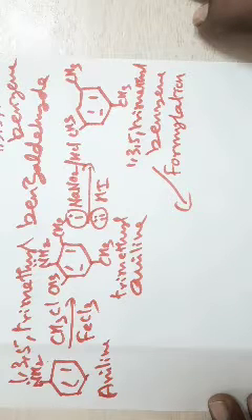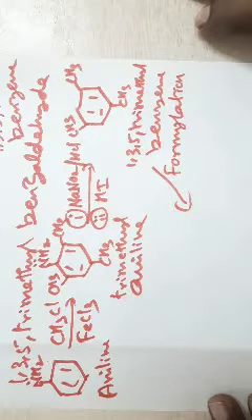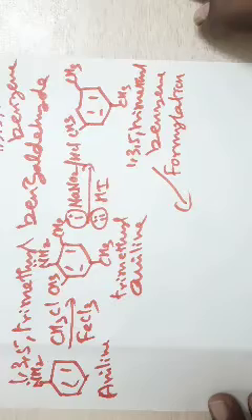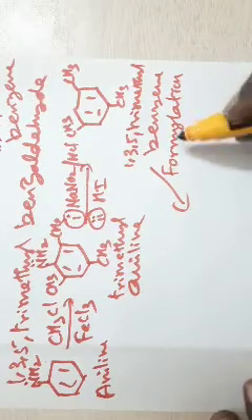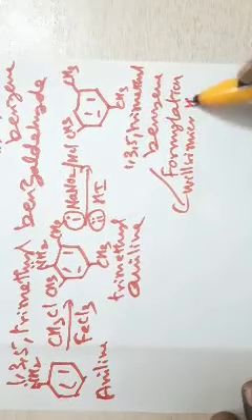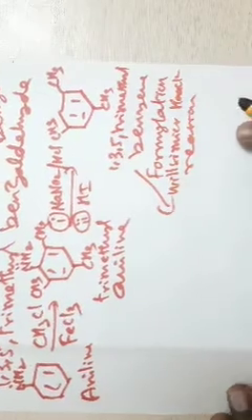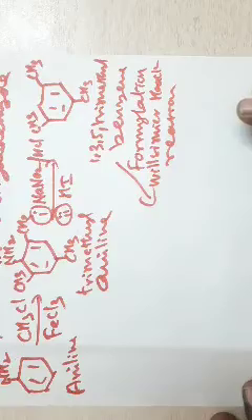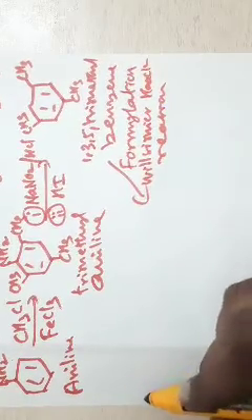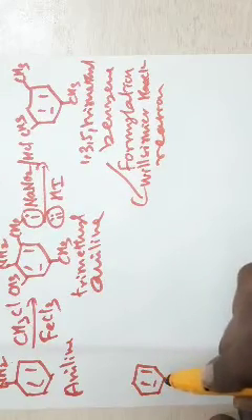We have Gattermann reaction, Gattermann-Koch reaction. So all these reactions are formylation reactions. Out of all formylation reactions, we have the Vilsmeier-Haack reaction, which is the best reaction for the formylation. In Vilsmeier-Haack reaction, what we do? We simply take the compound which has to be formylated.